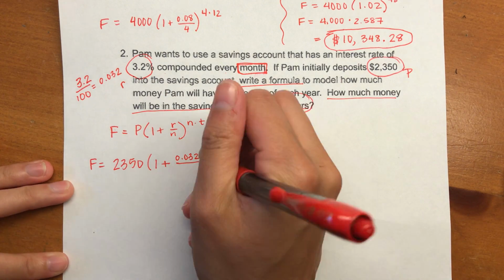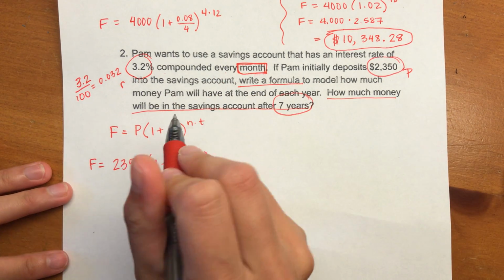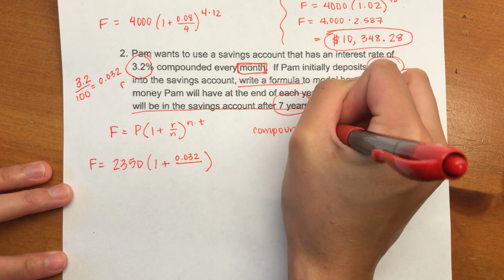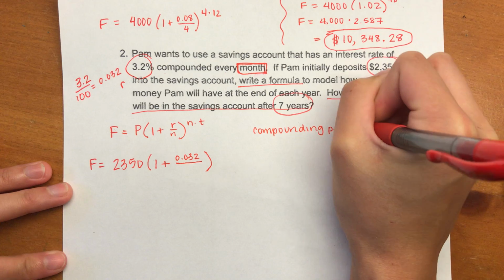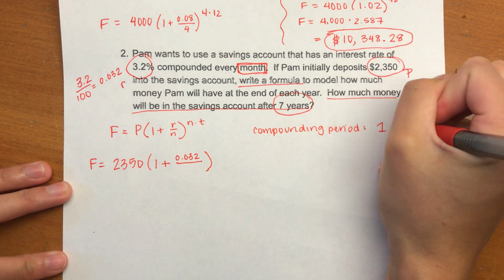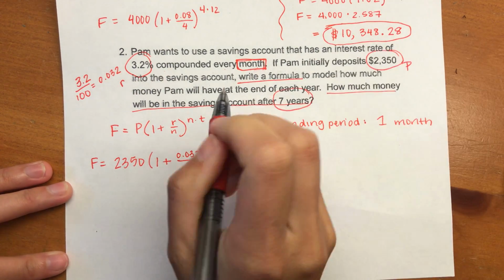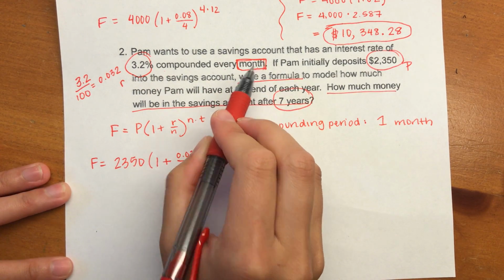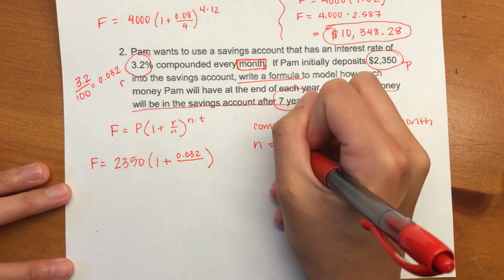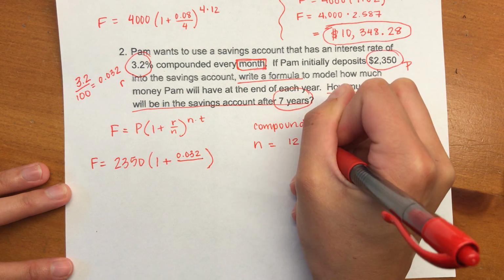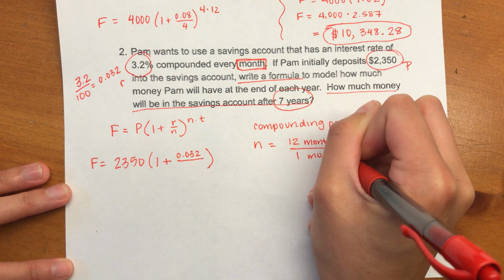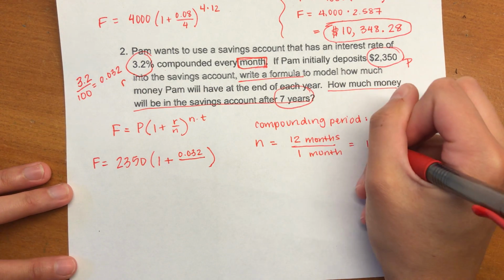So in order to find N, I need to figure out the compounding period. So how often is interest compounded here? So it's compounded every month. So I'm going to say 1 month. Even though it doesn't say 1, we know if it's month singular, that's a 1. Okay, so then N will be 12 months divided by 1 month. And 12 divided by 1 is just 12.